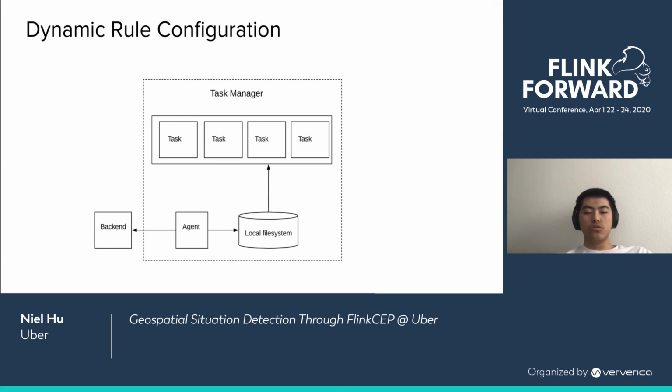To do this, we leverage Uber infrastructure, specifically the dynamic configuration infrastructure. For each task manager, we have a daemon process, the agent process, that keeps listening for changes. If a change happens, the agent communicates to the task manager through the local file system. All the tasks can pick up the change at runtime without restarting the job.